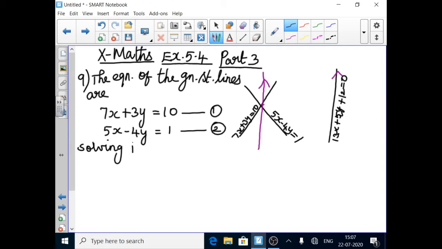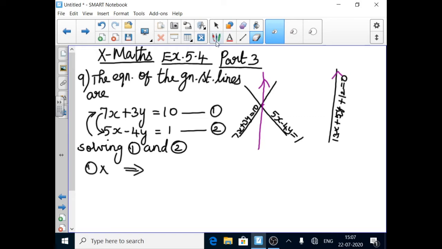Solving one and two: point of intersection means solve the two equations. Two lines intersect at one point. Here the x coefficient is 7, here the x coefficient is 5. They are not equal, and the y coefficients are also not equal. So we multiply the equations to eliminate either x or y. First equation into 5, second equation into 7.